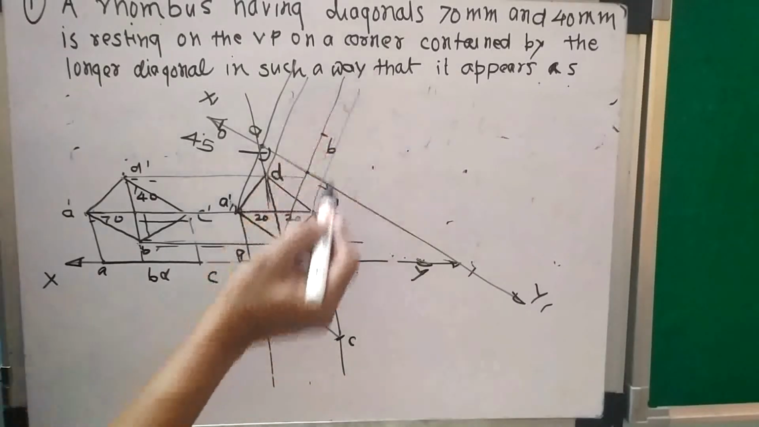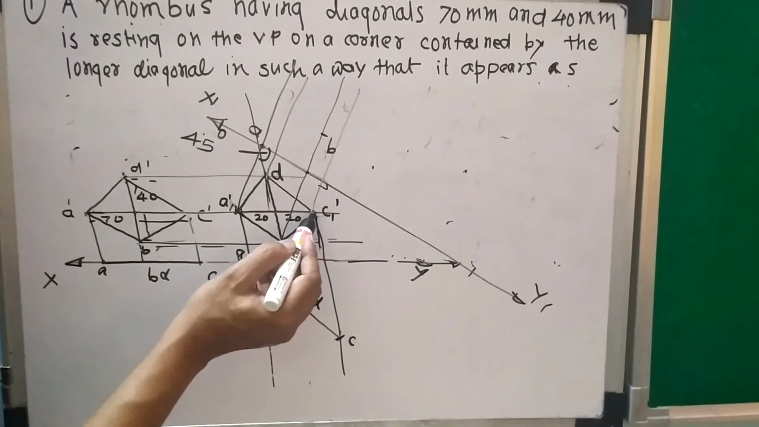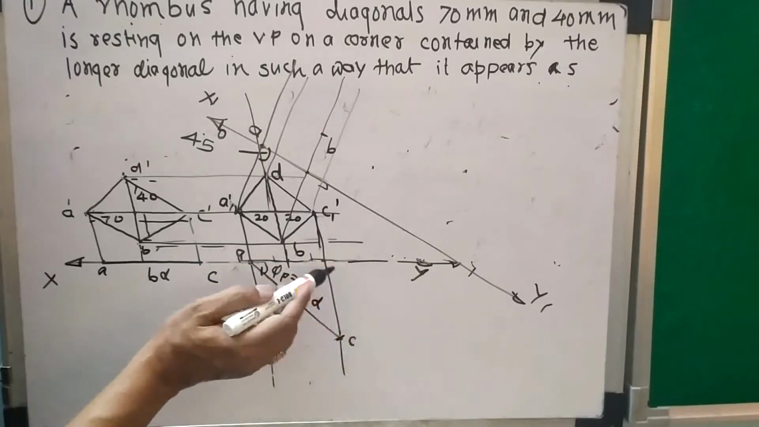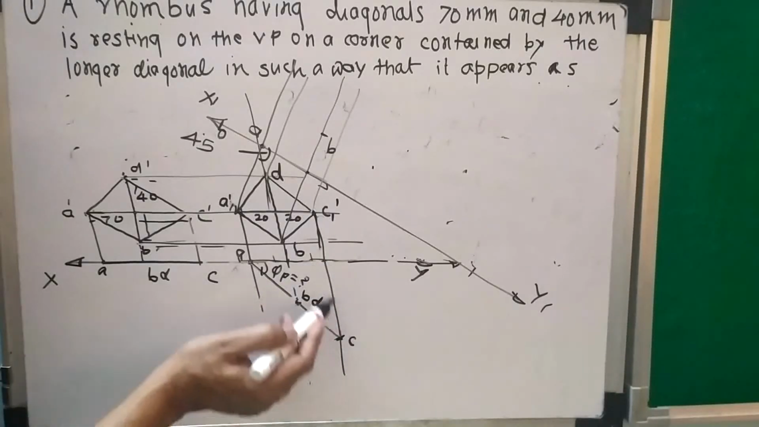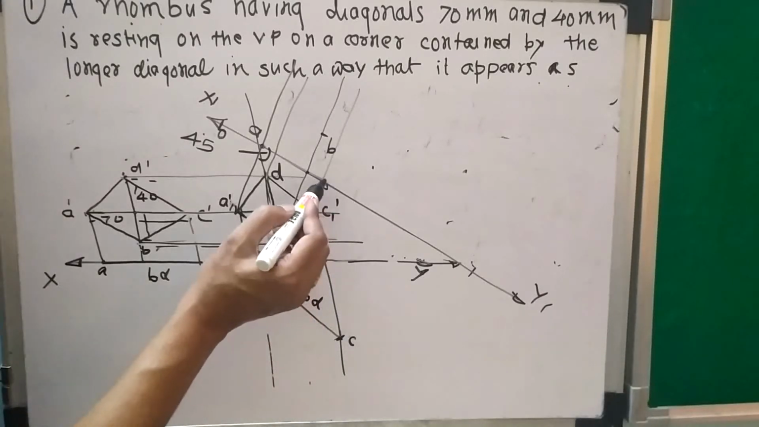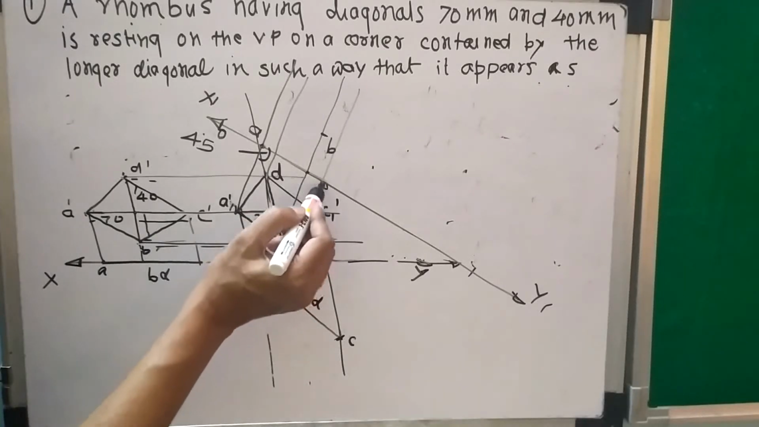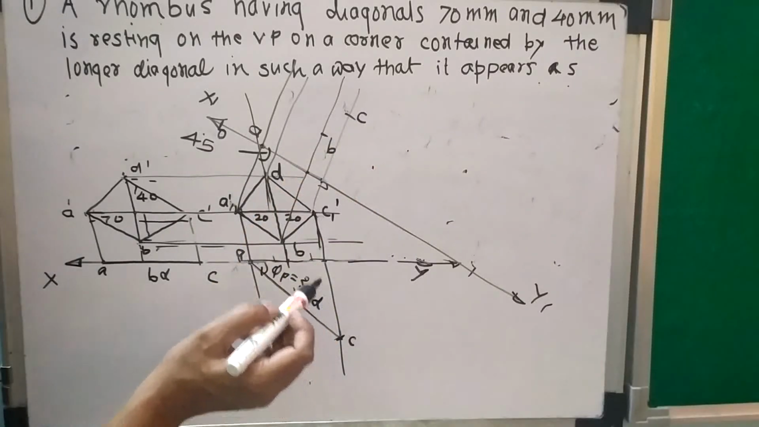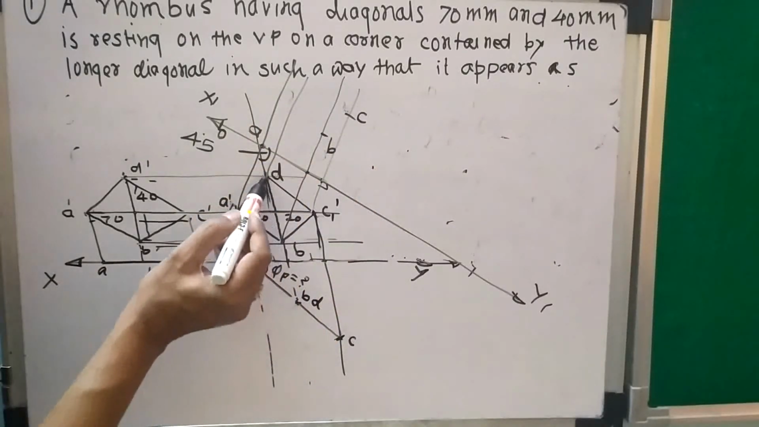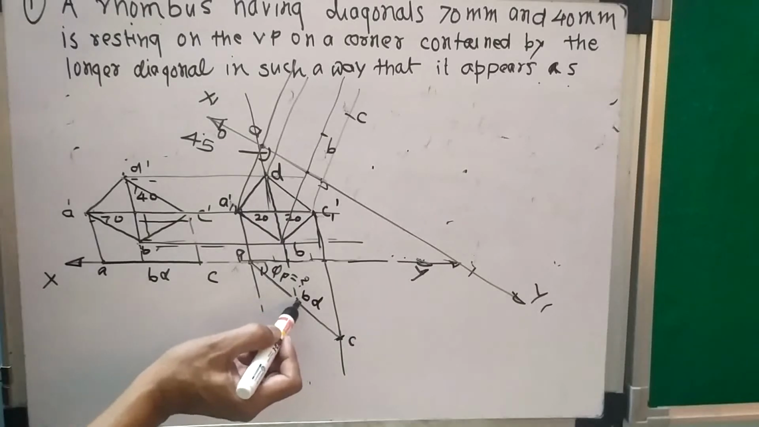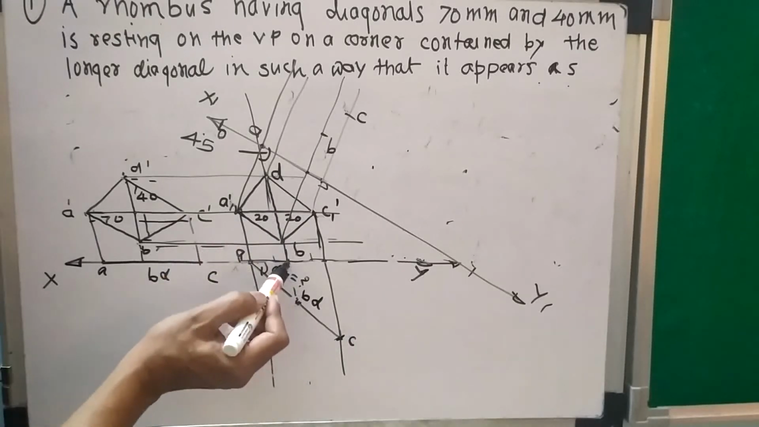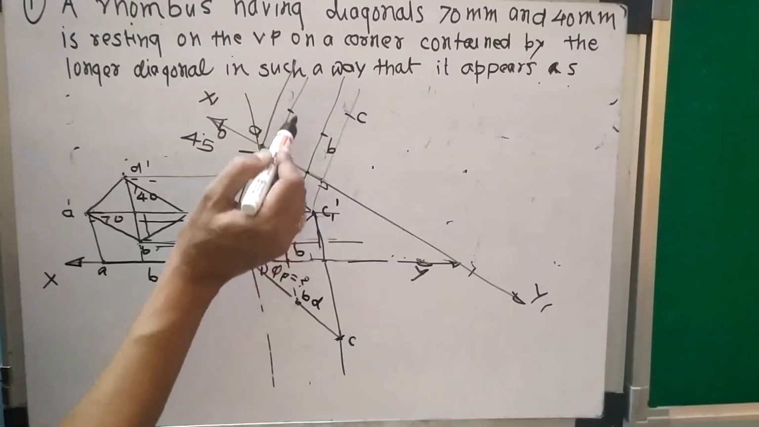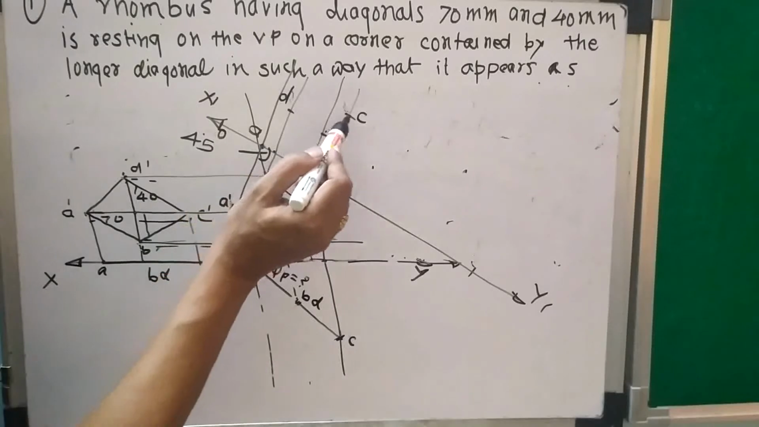Then for C, the previous view of C is this. This distance I will take in the compass, from this to this, and from this new X1, Y1 on the projector of C I will cut here. So I will get C. Then D, the previous view of D is this. This distance I will take in the compass, and from this I will cut here. So this is D, and I get A, B, C, D.